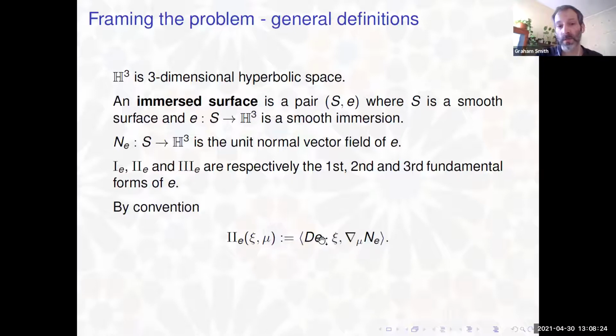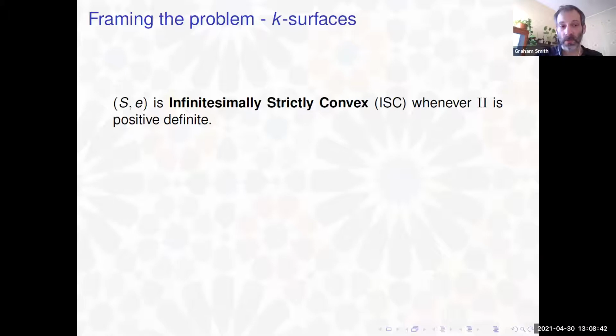Now you'll notice that different people use different sign conventions. This is a bit of a nuisance when we're talking about hypersurface geometry, but this is the convention that I use. I find it convenient because it means that the form is positive whenever you're convex, which seems to me intuitive. Now, I'm going to say that the immersion is infinitesimally strictly convex whenever the second fundamental form is positive definite. Usually people say locally strictly convex when this condition holds.